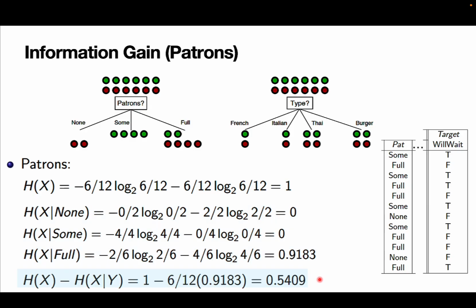In the last step, we compute the difference between the entropy before the split and the conditional entropy. Here we have 1 minus 6 over 12 multiplied by the entropy of full. And notice we don't have to deal with the zeros in the none and the some case because anything multiplied by 0 is going to be 0.